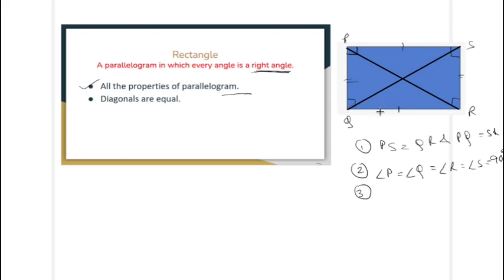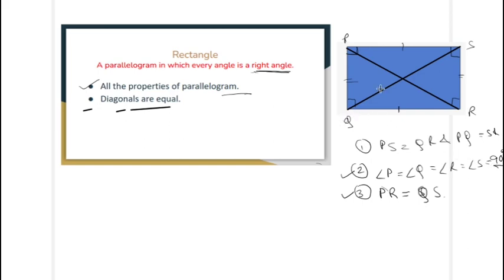So here also diagonals bisect each other, but one more condition in this rectangle is that the diagonals are equal. This is a special case for the rectangle. In a parallelogram opposite angles are equal. Here also opposite angles are equal, but the special case is that all the angles are equal and all the angles are equal to 90 degrees as well.